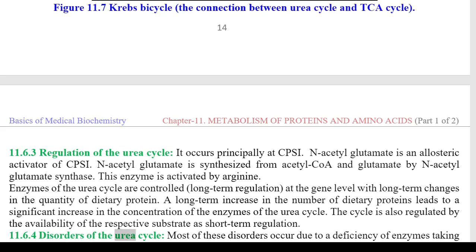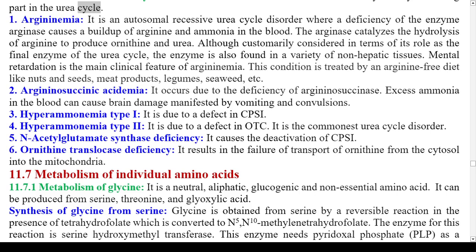1.6.4 Disorders of the urea cycle. Most of these disorders occur due to a deficiency of enzymes taking part in the urea cycle. 1. Argininemia. It is an autosomal recessive urea cycle disorder where a deficiency of the enzyme arginase causes a buildup of arginine and ammonia in the blood. The arginase catalyzes the hydrolysis of arginine to produce ornithine and urea.